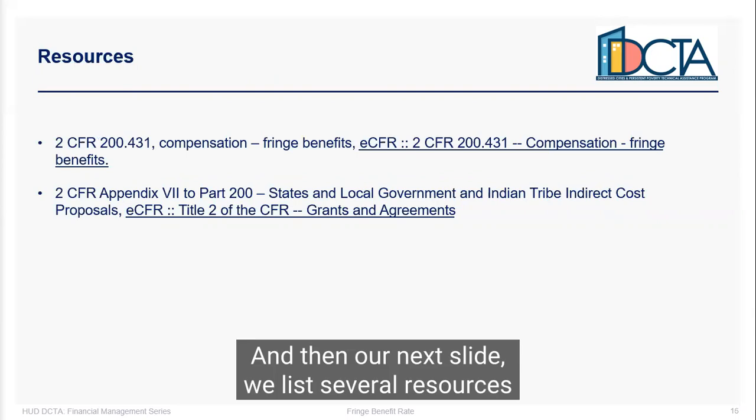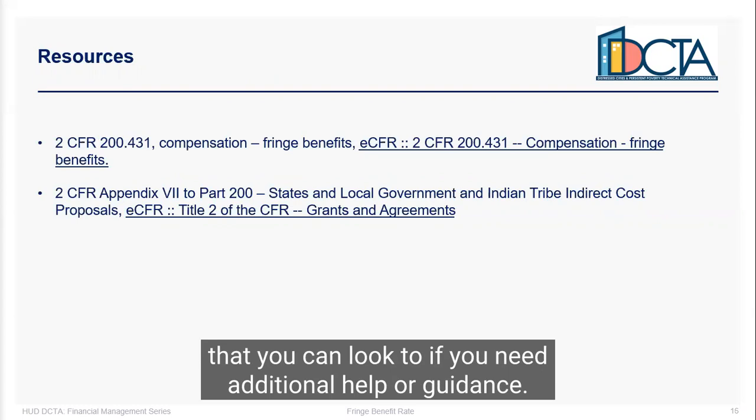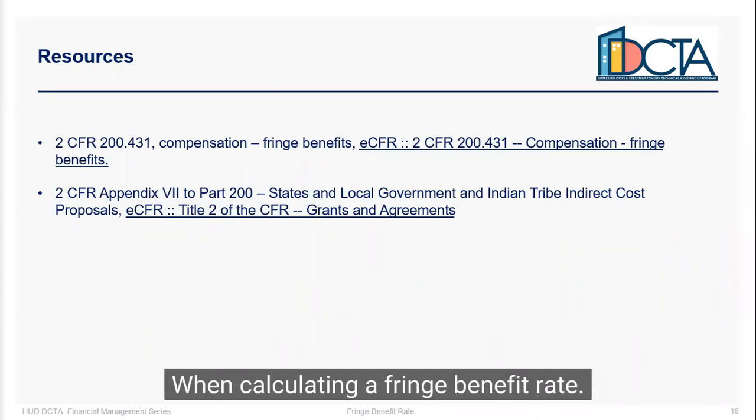And in our next slide, we list several resources that you can look to if you need additional help or guidance with calculating a fringe benefit rate. And this concludes our presentation.